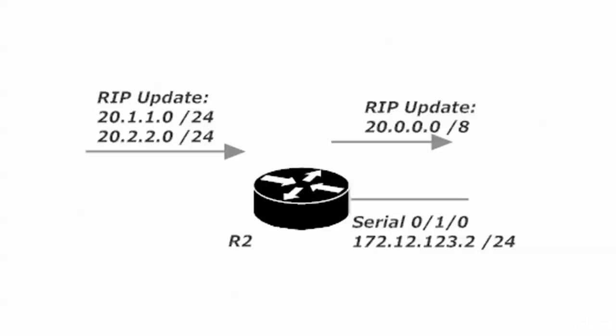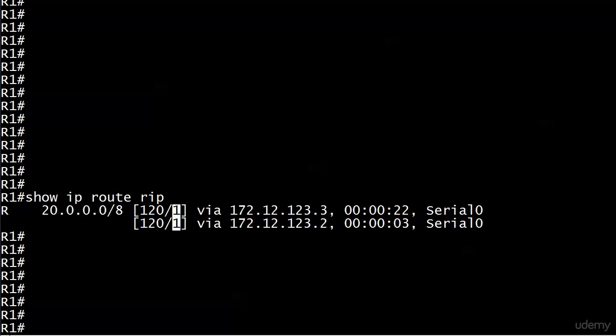Instead of seeing the subnets, we're seeing just the major network number. Same thing's happening over on router 3. So that's why we have this load balancing going on right now. Router 1 is saying, hey, I'm getting an ad for 20.0.0.0/8 from router 2, and I'm getting it from router 3, so when I send something to that network, I'll split the load up.